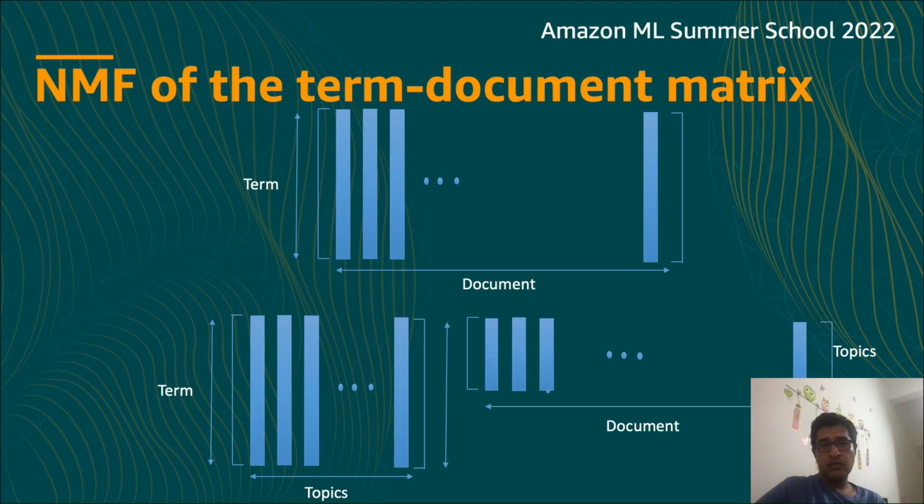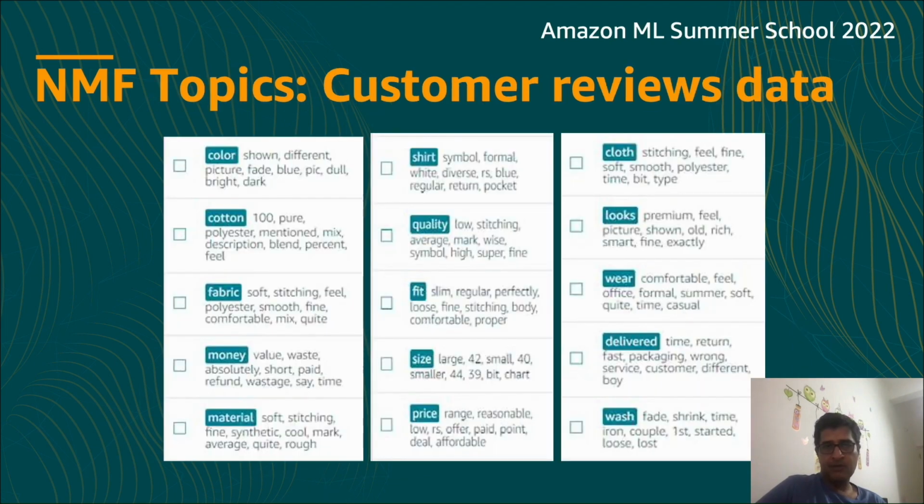So you take this term cross document matrix in this particular case, and then you try to break it down into parts, where the first part, or U, becomes your term cross topics, and then the V part becomes your document cross topics, topics cross documents, whichever way. Okay. So once you carry out this process on, for example, the reviews data set, this is the output that you achieve.